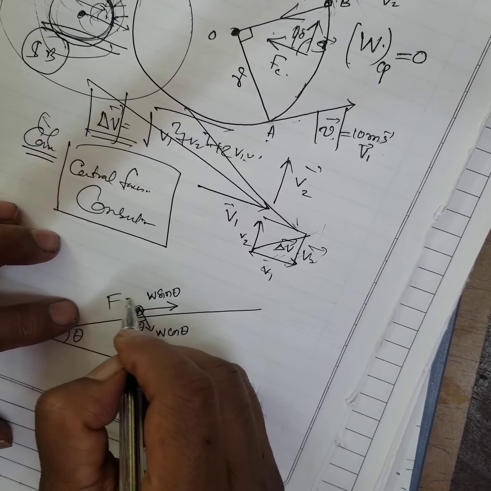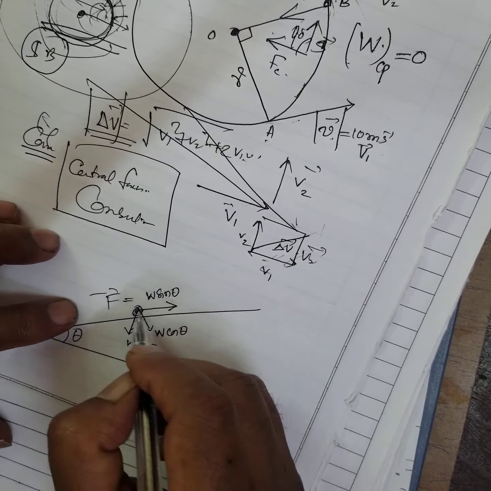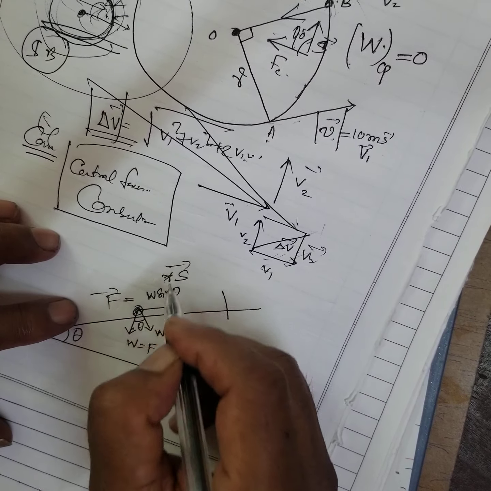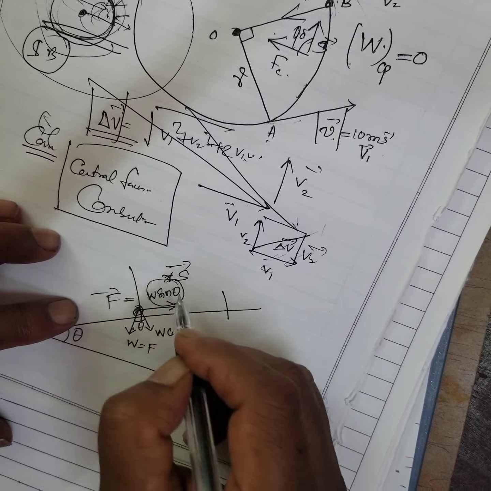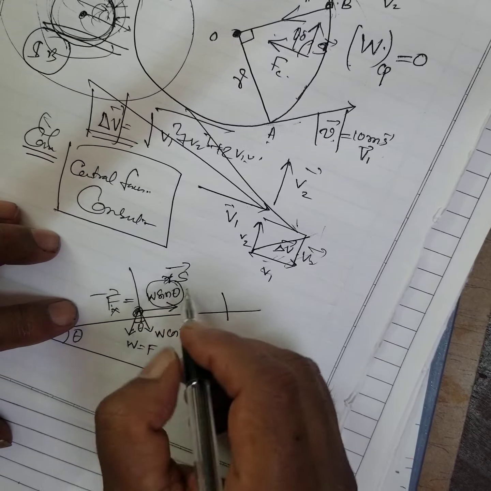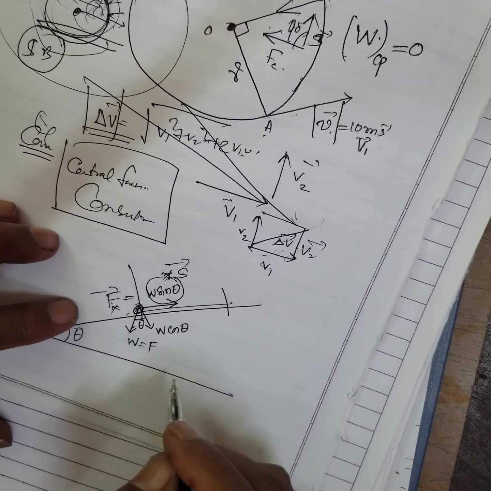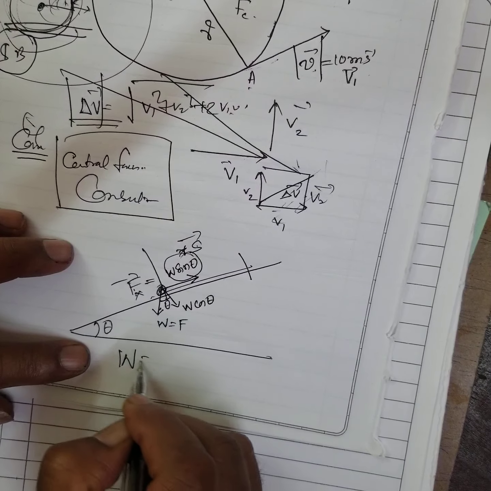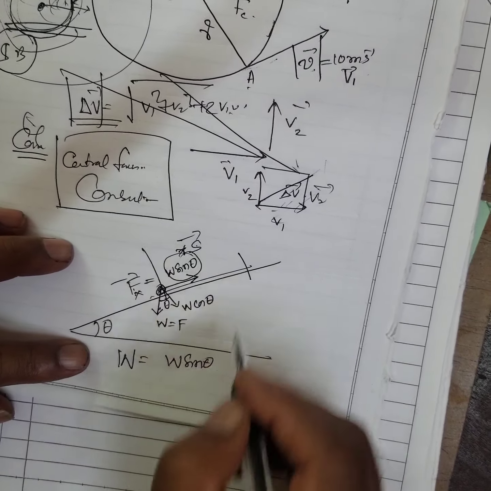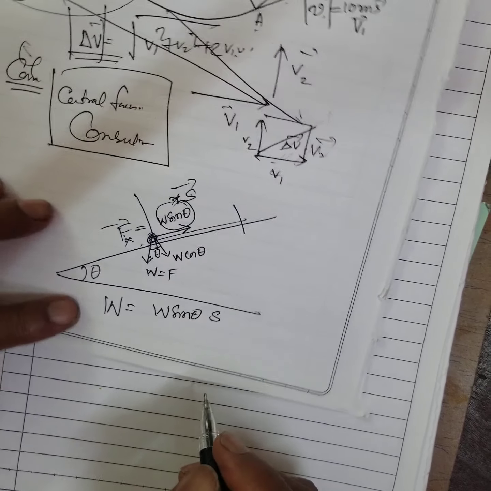That means force along this direction. I am pulling it so that S is the displacement. Because of that force along, say, this x axis, force into what is the displacement? S. Then what is the work done? Work done is equal to W sin theta, force into displacement S.